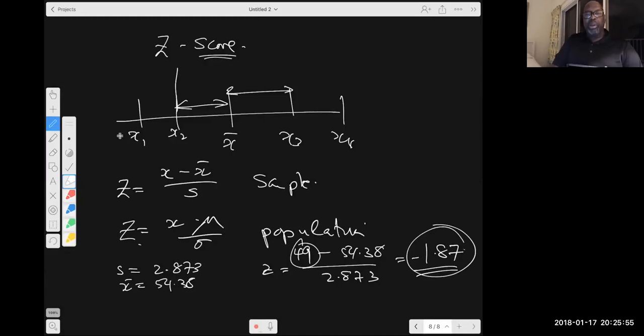Now, what is the empirical rule? The empirical rule allows us to take advantage of these Z scores to say something about the shape of the distribution.